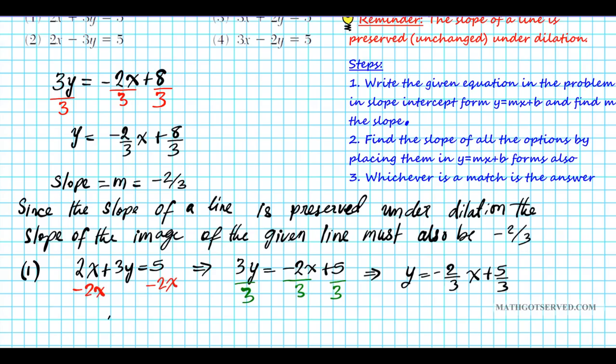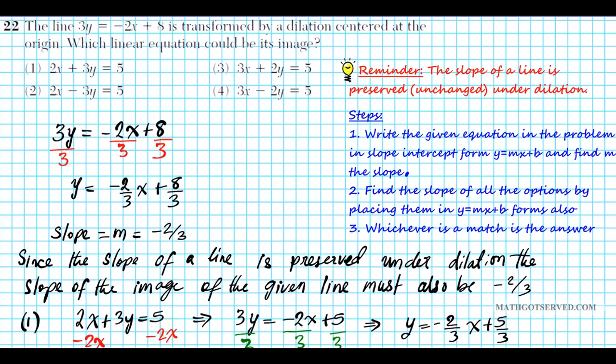What's the slope here? The slope, which is m, is equal to negative 2/3. So what does this mean? Is this the image? Absolutely. Why? Because it's the same as the slope of the original. We are done. Okay, so answer here is option number 1. If you go ahead and find the slopes of all the other lines, you find out that they're different from negative 2 over 3. Okay, let's move on.